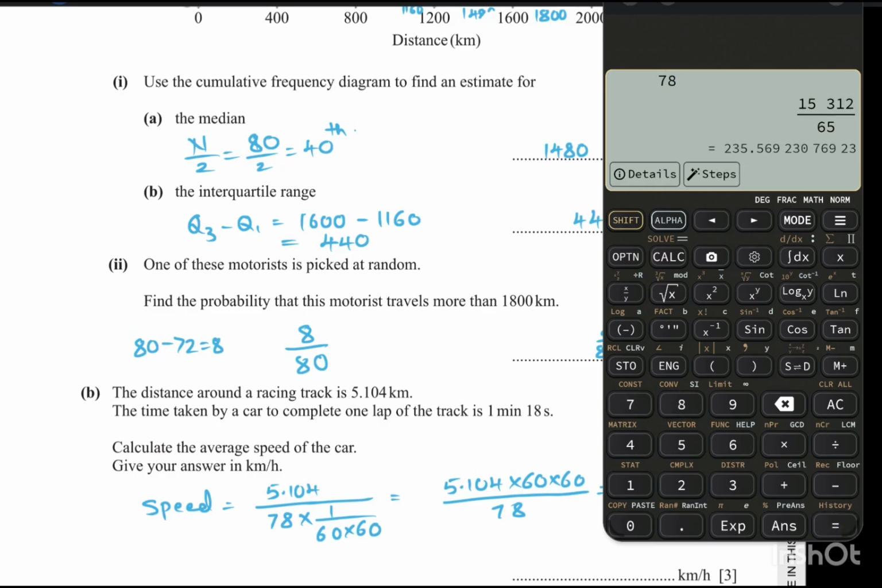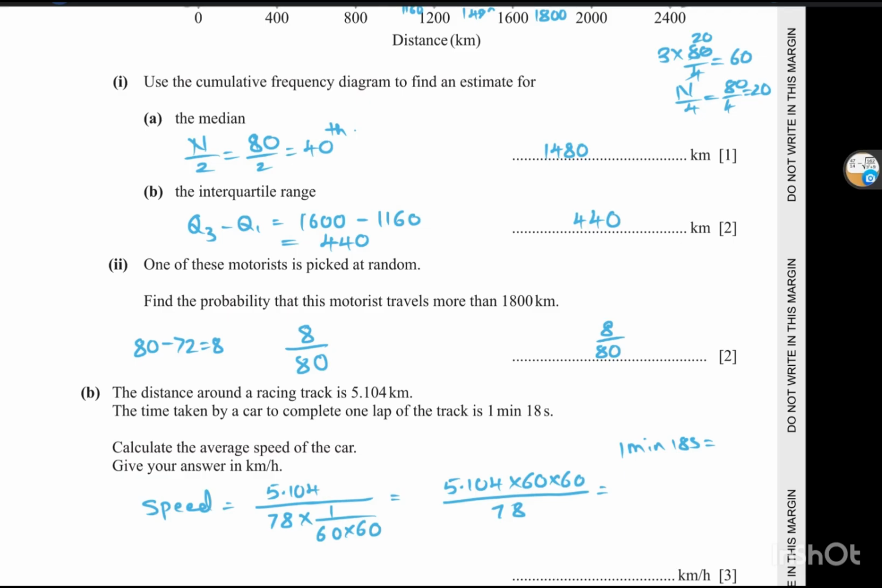Your answer will be 235.569 kilometers per hour. So if I round it to one decimal place, it will be 235.6 kilometers per hour. Question number A and B is done in this main question.